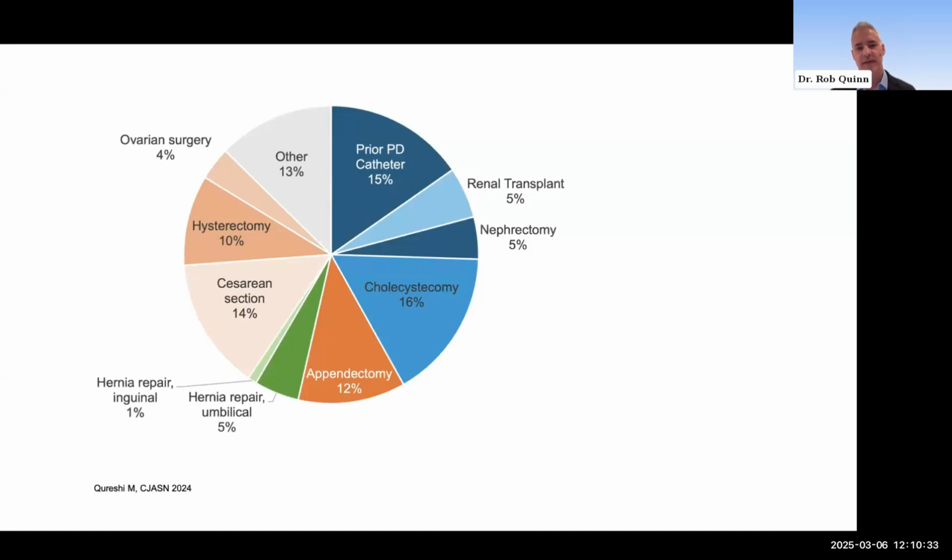In the registry, there are a number of different types of surgeries that people have undergone, and about 30% of the population of patients that went for a catheter insertion had some prior abdominal surgery. In women, those were most commonly GU procedures, so prior ovarian surgery, hysterectomy, C-sections. Appendectomies and cholecystectomies and hernia repairs, as you would expect, were relatively common in this population. And then a subset had had a prior catheter inserted, had a failing transplant or failed transplant, or had undergone nephrectomy in the past. So quite a range of different procedures in the belly.